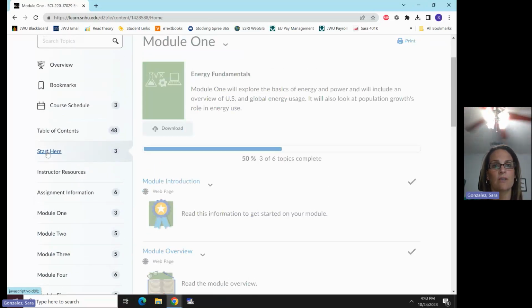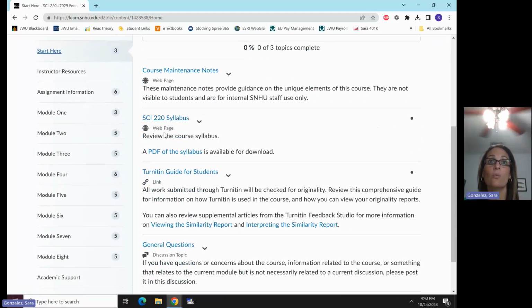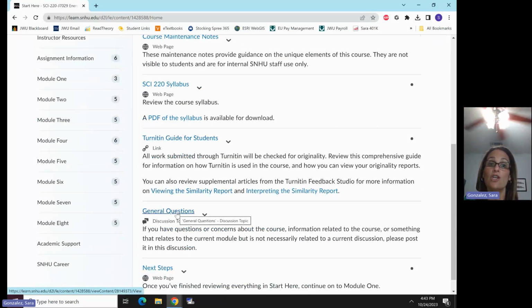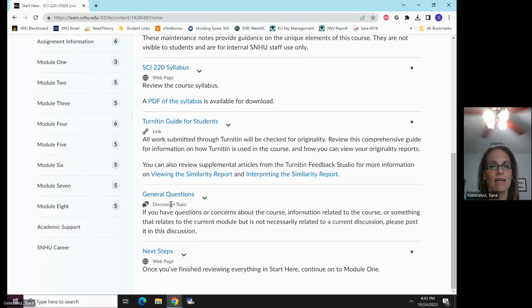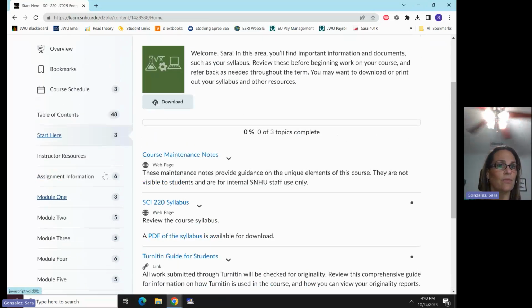If you go to start here, this is a good place to start. This is a good place to look at your syllabus, so what's due for each module or each week. There's information here about Turnitin, looking for any plagiarism. There's also general questions, so if you click this, you can ask a general question. Just know that everybody sees the question, so I wouldn't post something like, hey, professor, why did I get a 20 on my assignment? Because we all know that you got a 20. What I would do is email me or text me individually about that. But if you have any general questions that you don't mind your classmates knowing, just go ahead and use that here.